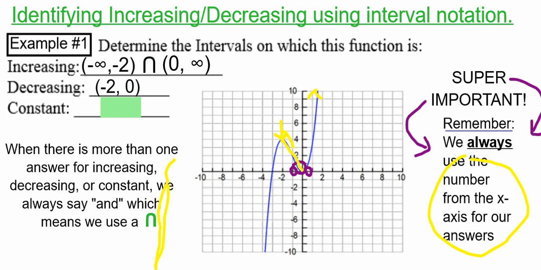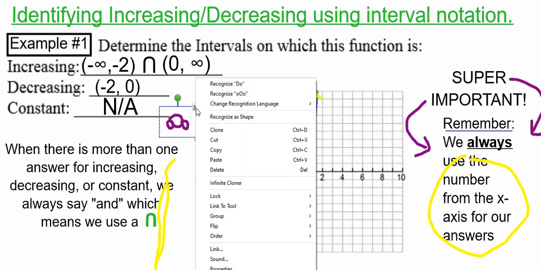And you may want to stop the video and write these important things down. They're important. All right, constant. Constant just means, is there any part of the graph where it's not increasing and decreasing? Nope. So we're going to put not applicable, or we could put undefined. All right, I am going to copy my little camera. I know it doesn't look like a camera, but in my mind, it is.